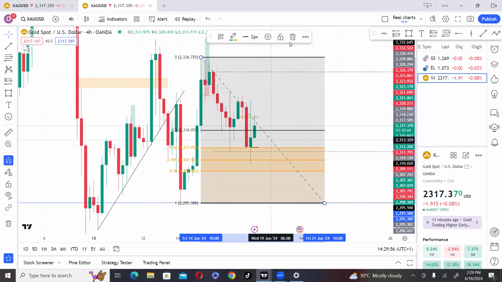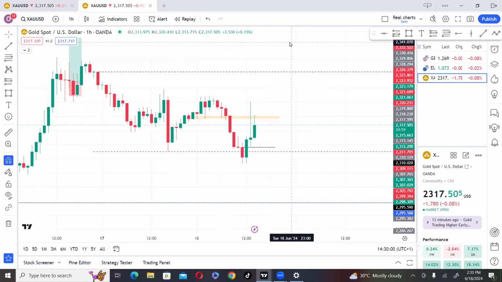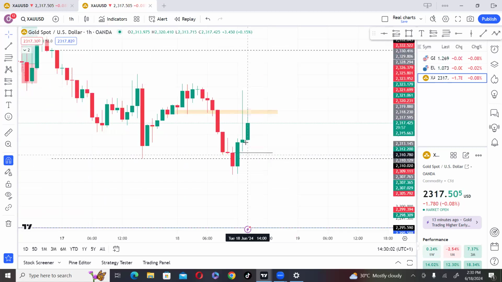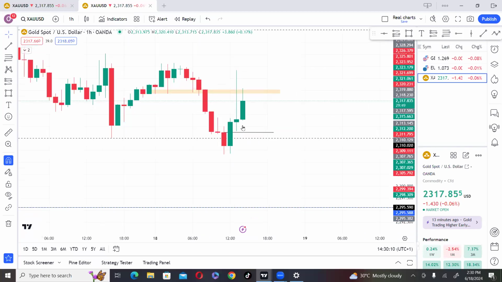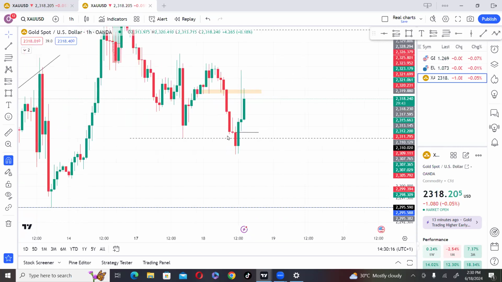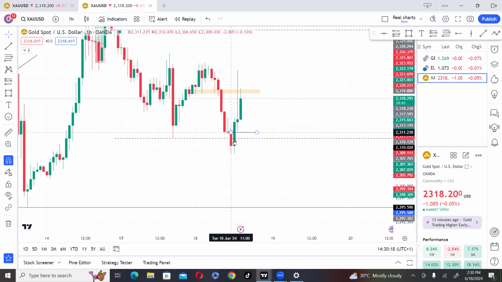So if I switch to the 1 hour, you can see the rejection from this high right here. Price just came all the way to this point and then rejected back here to close. So what I'm looking for is price probably giving us a retest of this black line. If that's possible, then we can enter for a buy, because this is like another block, right?